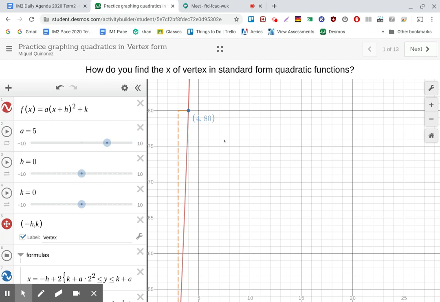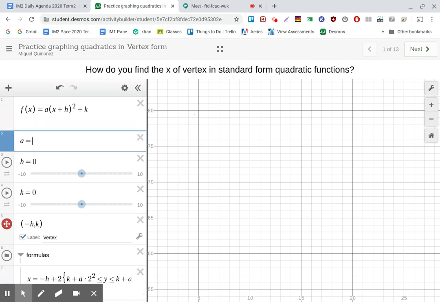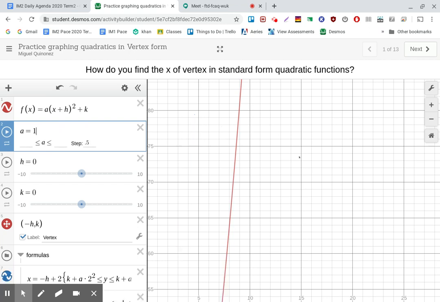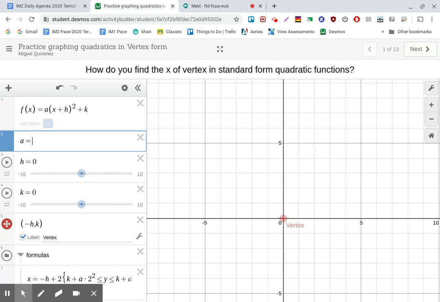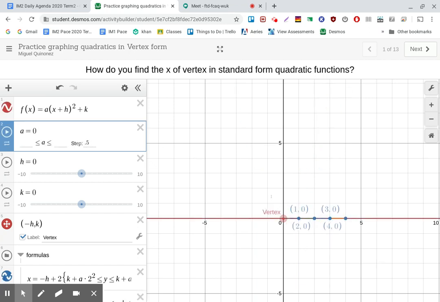All right, let me bring this back to 1 and then press the home button. This is the generic quadratic, right? Each step gets bigger and bigger, not like absolute value, where they stay the same. Now, what if a is 0? Well, then we don't have a quadratic. It's a line. It's flat. Does that make sense? So a has to be a number, okay?